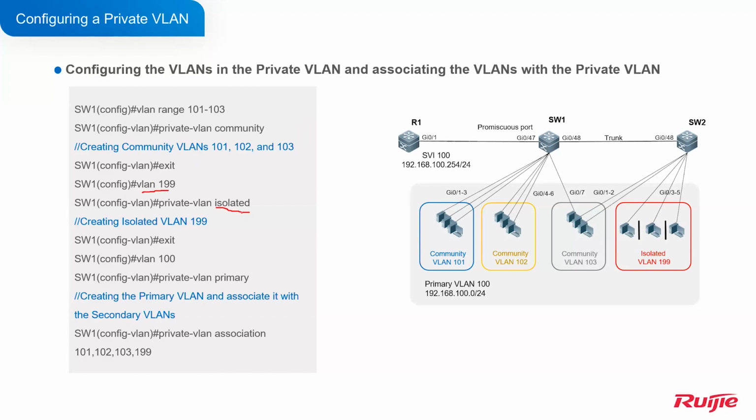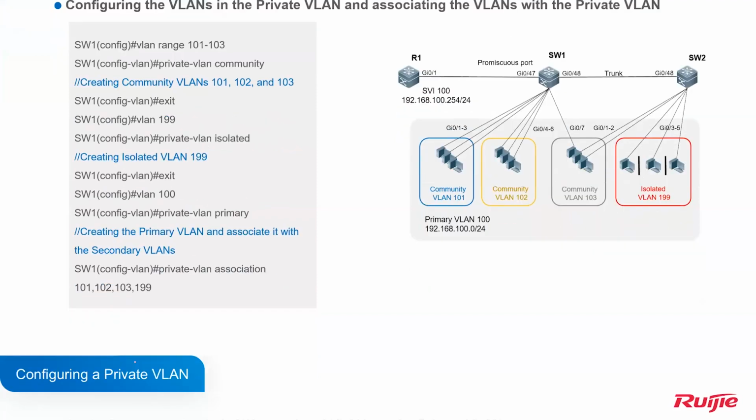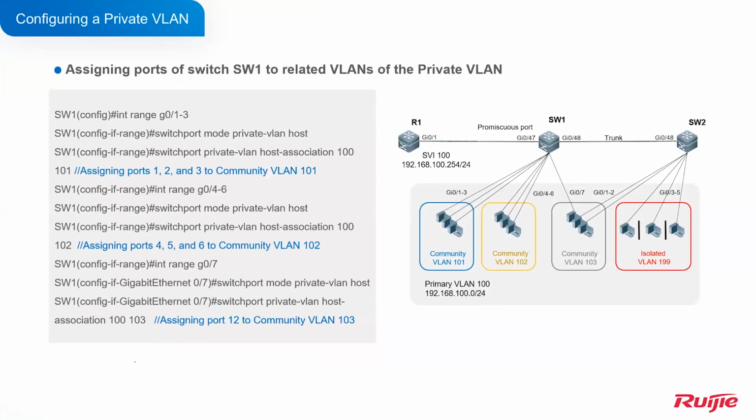Private-vlan isolated. So VLAN 199 is the isolated VLAN. Next, VLAN 100, private-vlan primary. So VLAN 100 is the primary VLAN. Next, private-vlan association 101, 102, 103, 199. So we are binding these VLANs to the primary VLAN 100. Okay, and after this, next is to assign ports of switch SW1 to the related VLANs of the private VLAN.